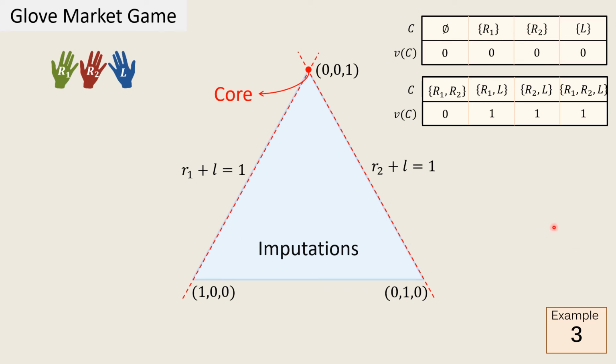Now let's look at the core. Group rationality must be satisfied. So R1 plus L must be equal to 1. That's this red line here. Likewise, R2 plus L should be 1. That's this here. And so this point of intersection is the core. 0, 0, 1. It's a singleton. The core of the game is this red dot.